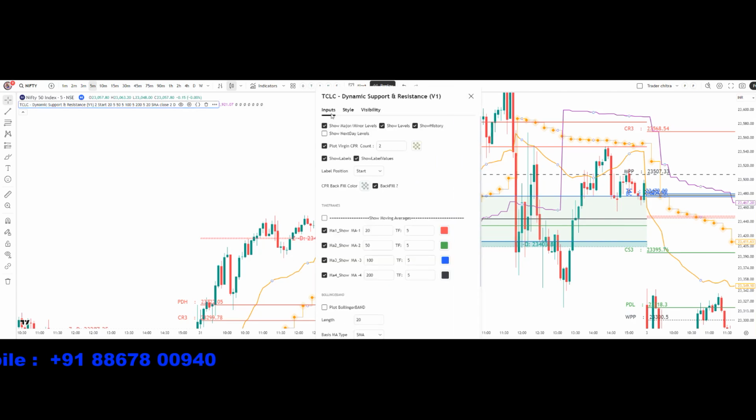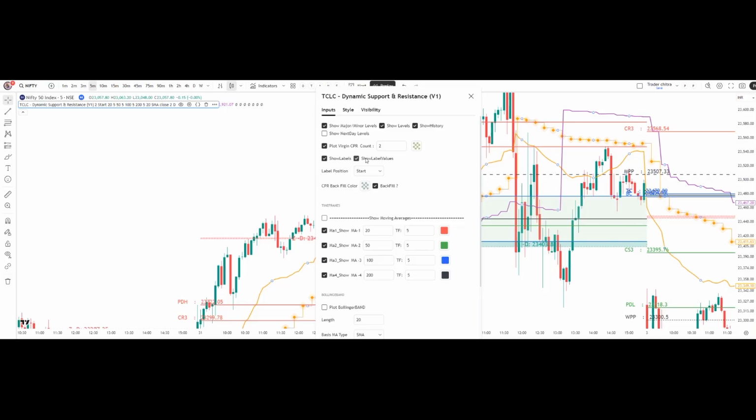I'll go to the inputs. Here we have the options show major and minor levels, show levels and show history. If you uncheck show history, we cannot see the previous sessions' CPR or previous day high and low levels. So I always enable show history, and if you want to see tomorrow's CPR, you can enable show next day levels. And this option is plot Virgin CPR count. This is the new feature we have added in this customized indicator, which I will explain to you.